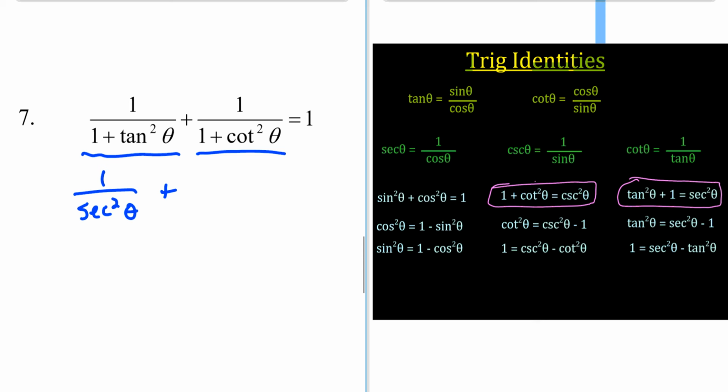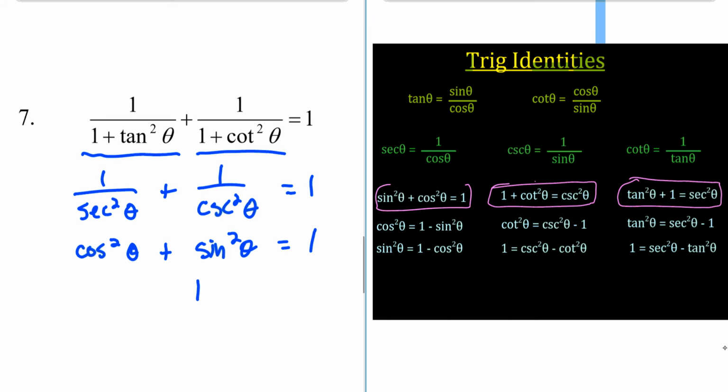And 1 plus cotangent squared is cosecant squared. So it'd be 1 over cosecant squared theta. Well, we know that secant is the reciprocal of cosine. So this ends up being cosine squared theta. And cosecant is the reciprocal of sine. Think about that for a second. And cosine squared plus sine squared is just 1. That's right there. So we wanted to get down to 1, and we got down to 1. Beautiful. All right, 7 down, 3 to go.